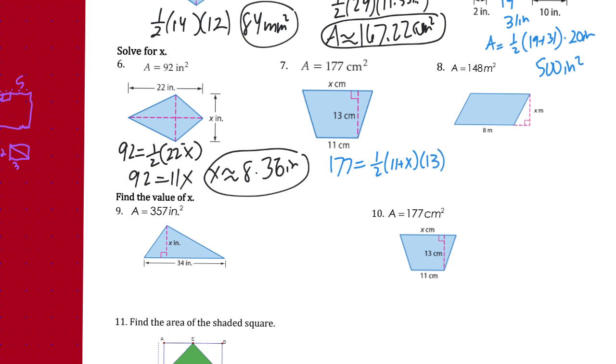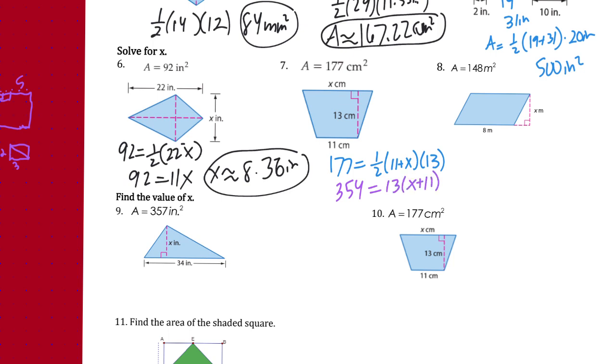Okay, so you're like, how would we do this? Well, one thing we can do is multiply both sides by 2. If you double 177, you get 354. I wanted to get rid of the 1/2, so I'm going to times both sides by 2. Equals 13, and then x plus 11.